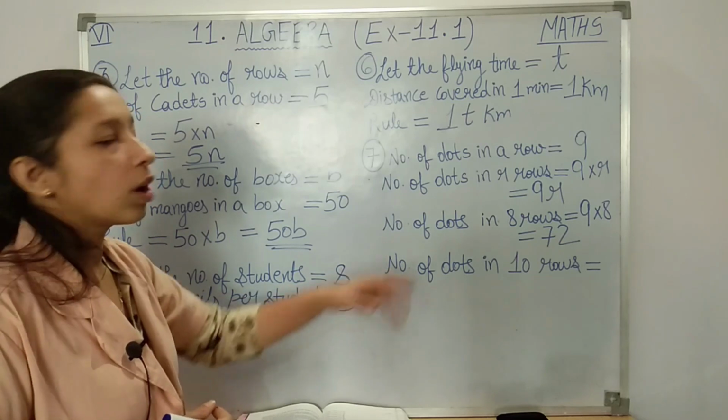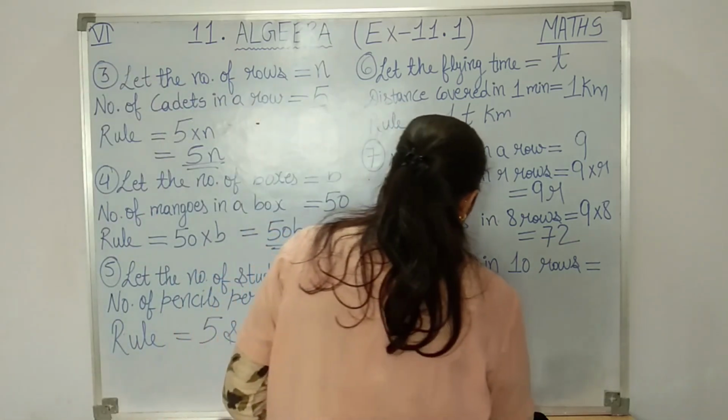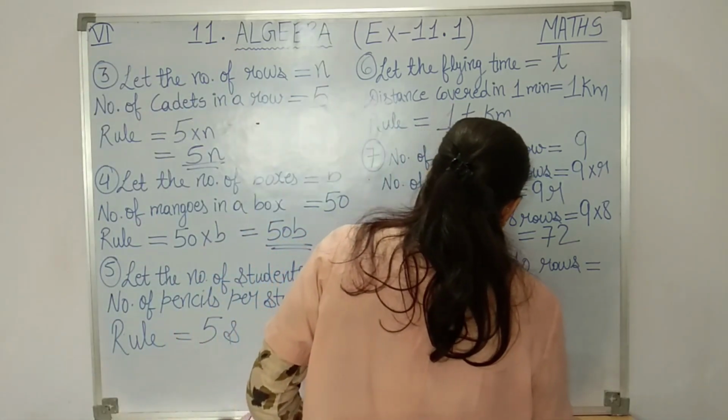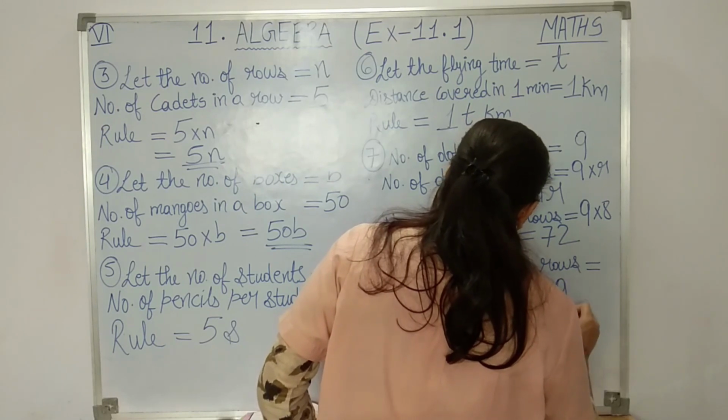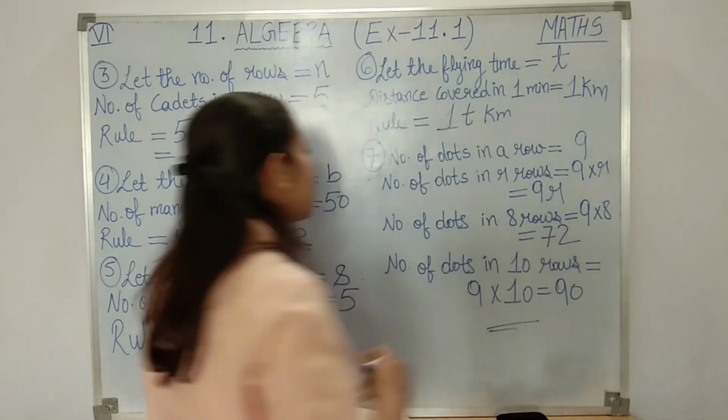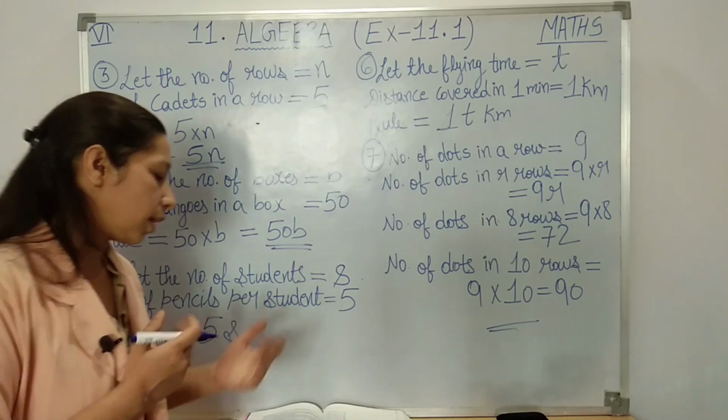Okay, then number of dots in 10 rows. In one row 9 dots, in 10 rows 9 into 10, 90 dots. With this our 7th solution is also completed. Note it down, students.